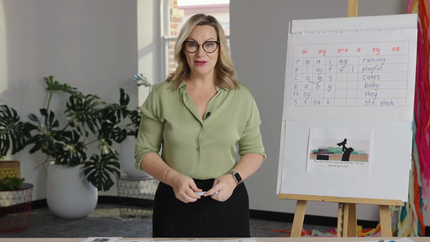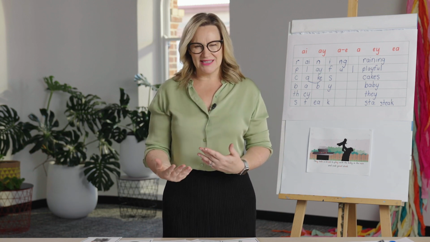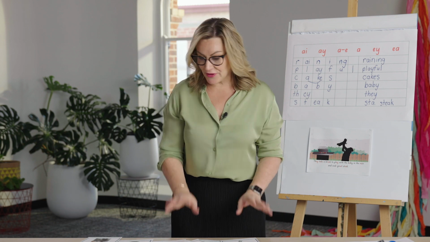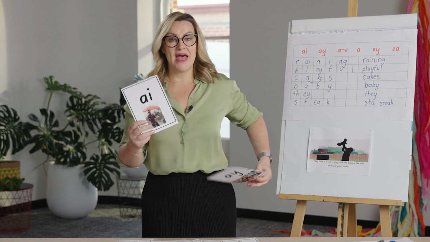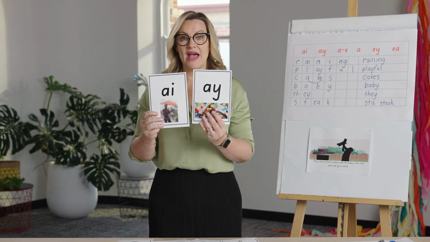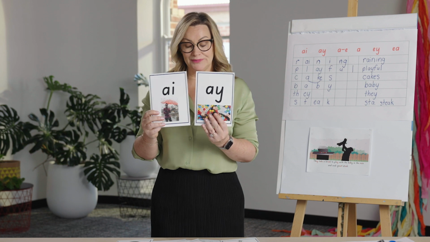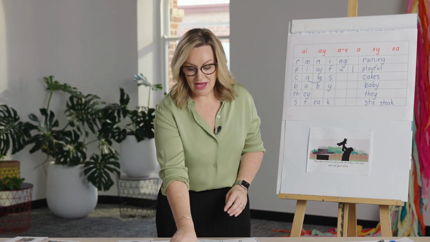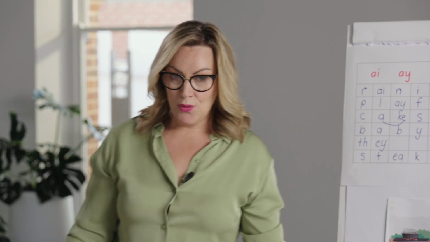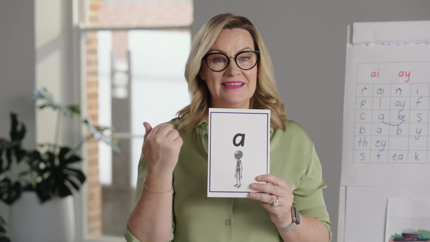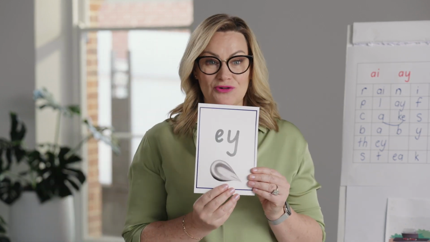Words to read done, words to write done. It's time to review our learning. So our learning today was we were revising multiple graphemes for the phoneme A. We know we have AI usually found in the middle of a base word. We have AY usually found at the end of a base word. We also have our split vowel, A. We also have A, single letter A, at the end of an open syllable. We have A as in grey.